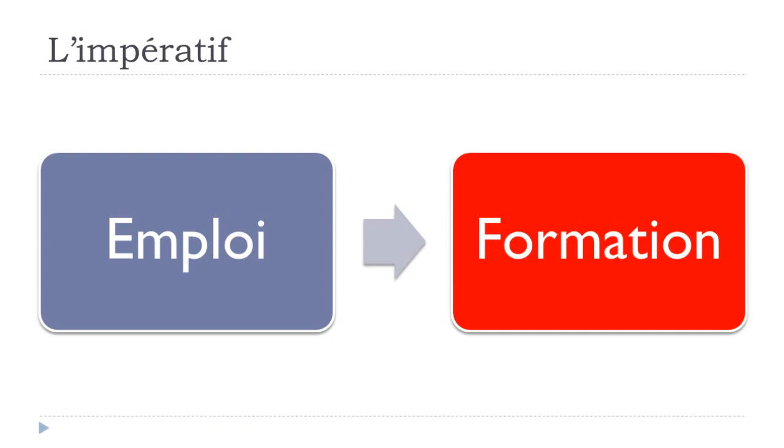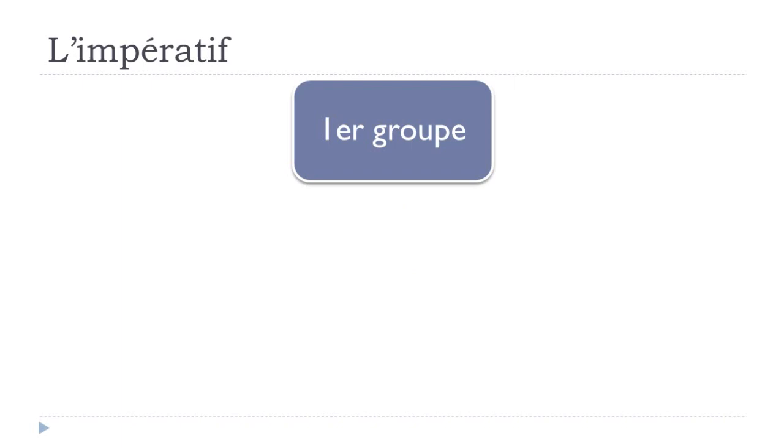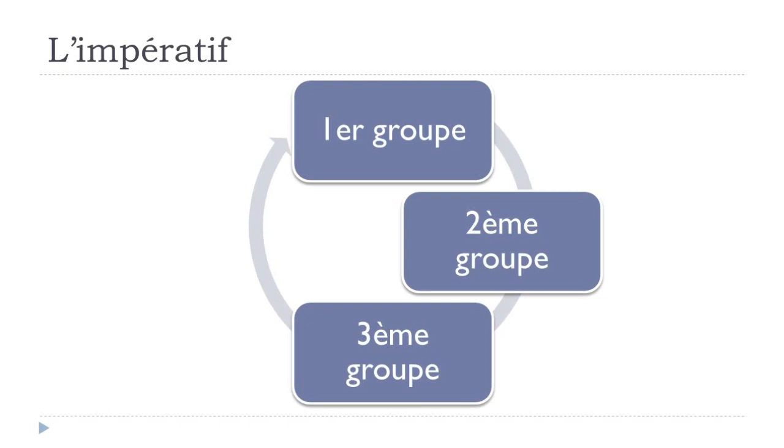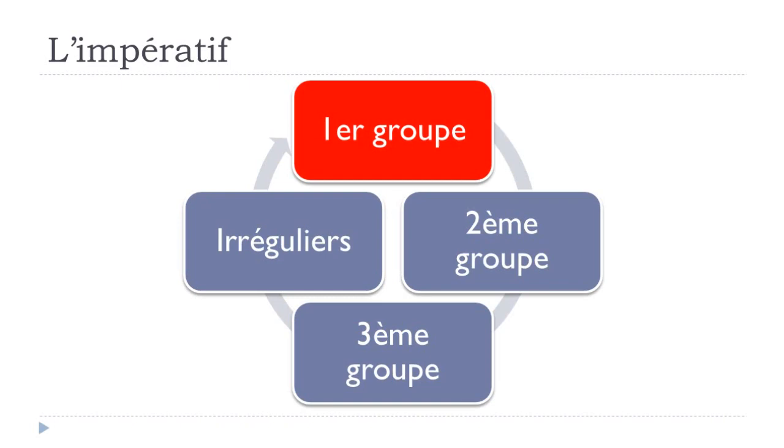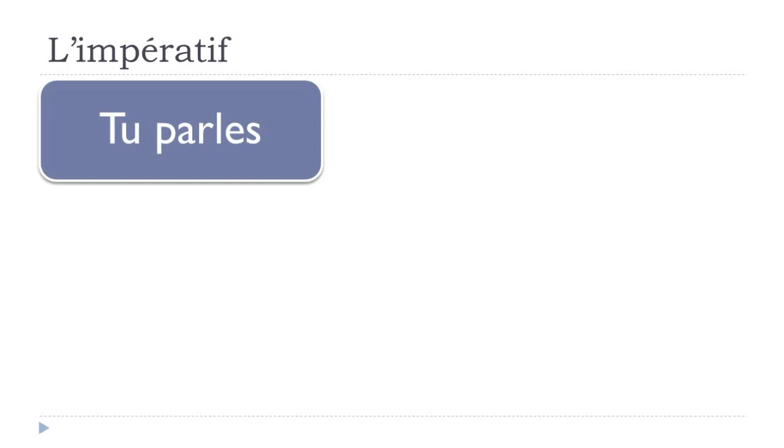Okay, let's see now how we build this imperative form. So, we'll see first the premier groupe, then we'll see the deuxième groupe, and then the troisième groupe, and finally, of course, as usual, the irregular verbs. Alright, so let's start with the first group, le premier groupe. So, normally, the first group, and it's been that way so far, is the easy group because it is regular. In that case, for the imperative, well, it will be the tricky group, okay?